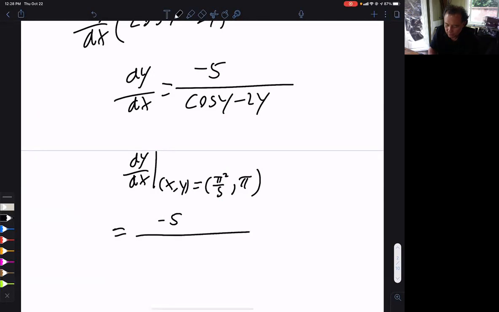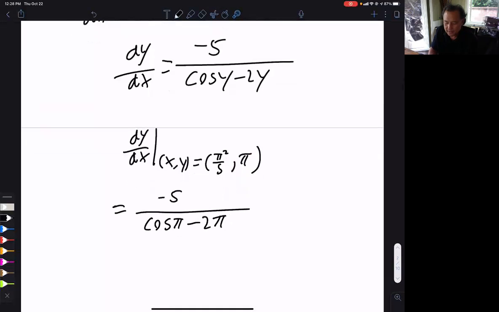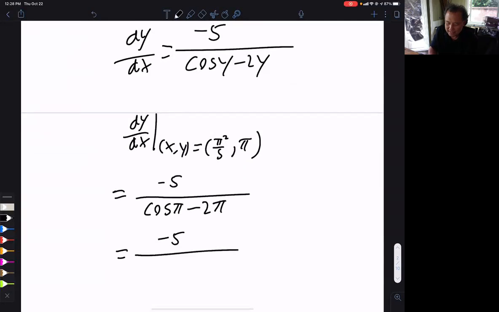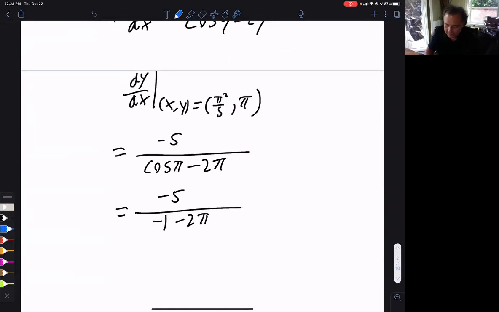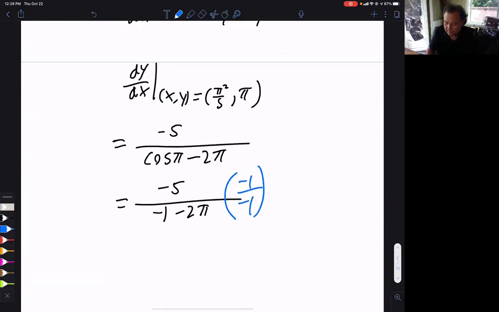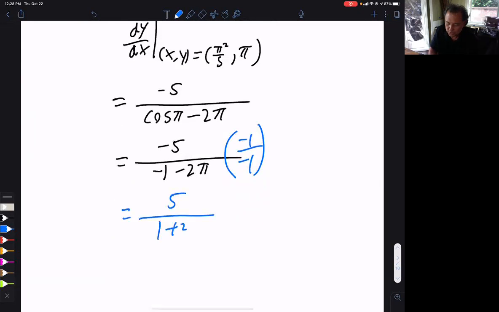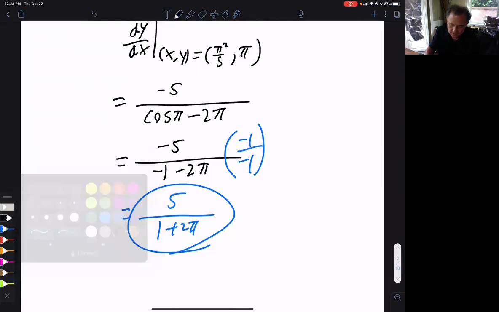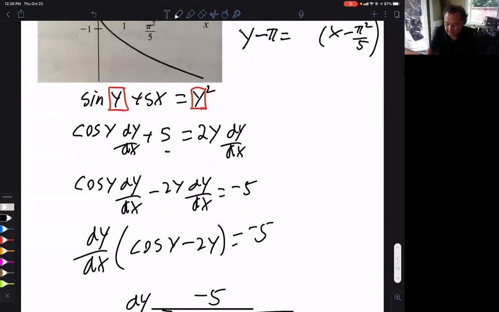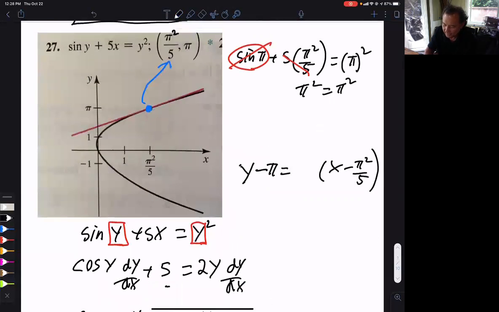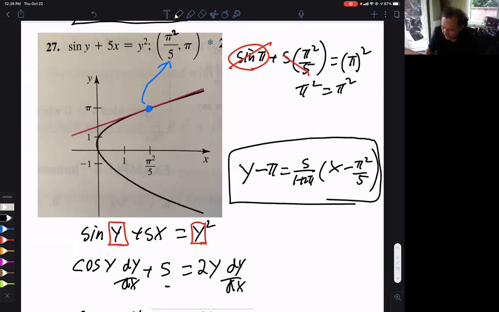So this is going to be negative 5 over cosine of pi minus 2 times pi. But everyone knows cosine of pi is negative 1. And since everything is negative, it'd be wise to multiply by negative 1. That will get me 5 over 1 plus 2 pi. That is my slope. I'm going to place that for my slope in my equation. 5 over 1 plus 2 pi. Bam!